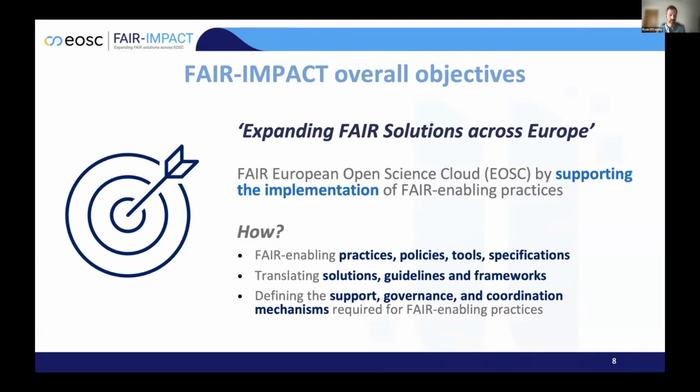The way we're going about doing this is by identifying current and emerging components for enabling FAIR. The types of components we have in mind here are things like different practices and policies, methods, standards, and technical specifications. Another way we're going about this is by translating what we've identified as viable solutions, guidelines and frameworks from one domain or research output focus, and supporting their application in different domains or contexts. And finally, we aim to take the next step in FAIR implementation by defining the support, governance, and coordination mechanisms required to ensure the continuous function of FAIR enabling practices in EOSC.